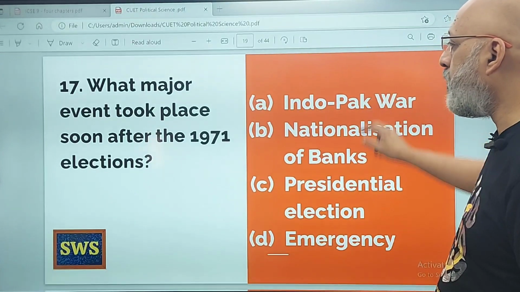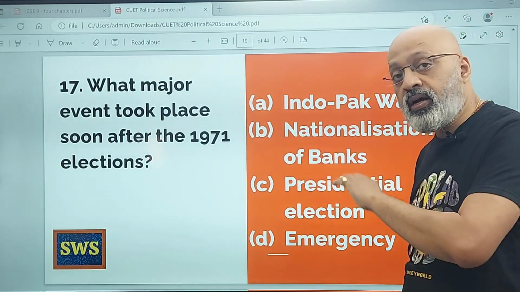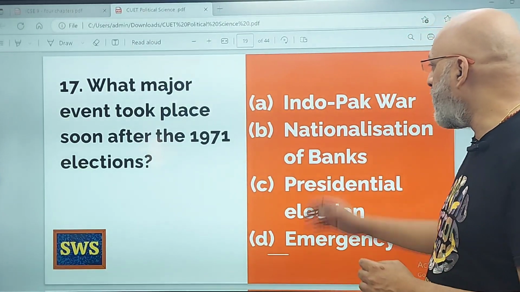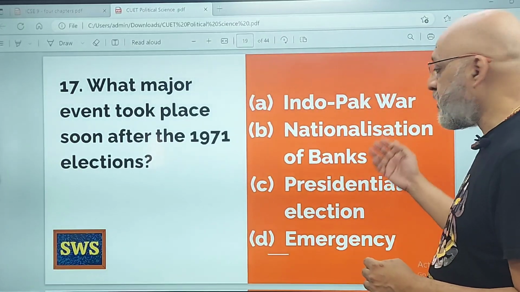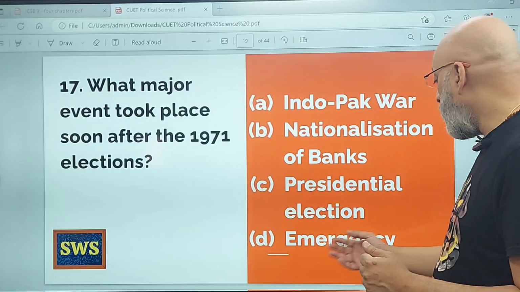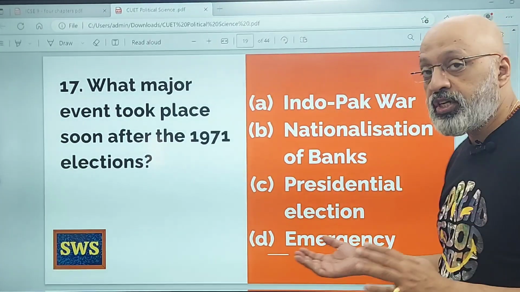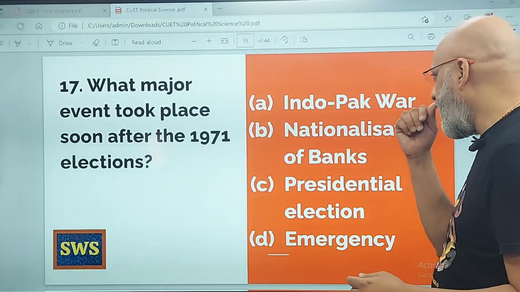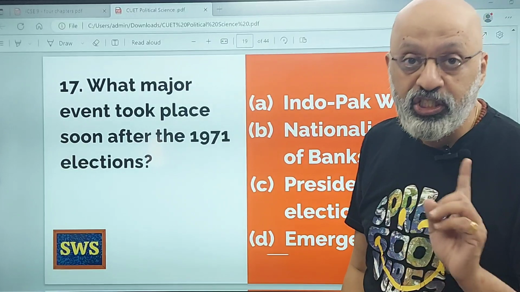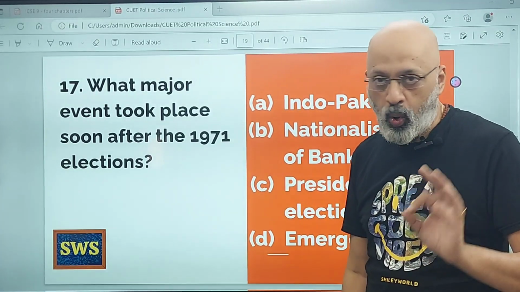What major event took place soon after the 1971 में जो elections हुए थे जिसमें Indira Gandhi came with a thundering majority? What major event took place? Indo-Pakistan War, nationalization of the banks, presidential election, or emergency? Emergency happened only in 1975, right? Presidential election उससे पहले हो गया था. So the correct answer is Indo-Pakistan War to liberate East Pakistan and the creation of Bangladesh, which happened in December 1971.